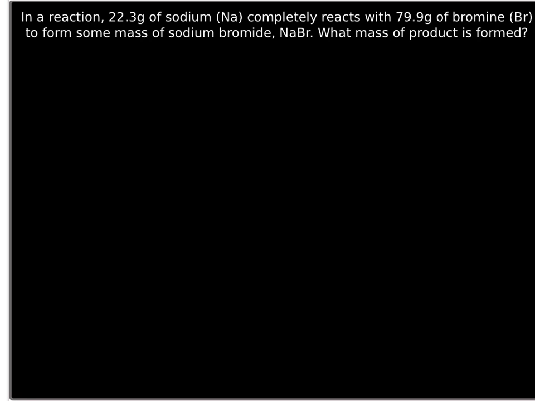All right, so let's start off with an example. In a reaction, 22.3 grams of sodium, which we sometimes write Na, completely reacts with 79.9 grams of bromine, which we normally write Br, to form some mass of sodium bromide, NaBr. And I want to know the mass of the product formed.